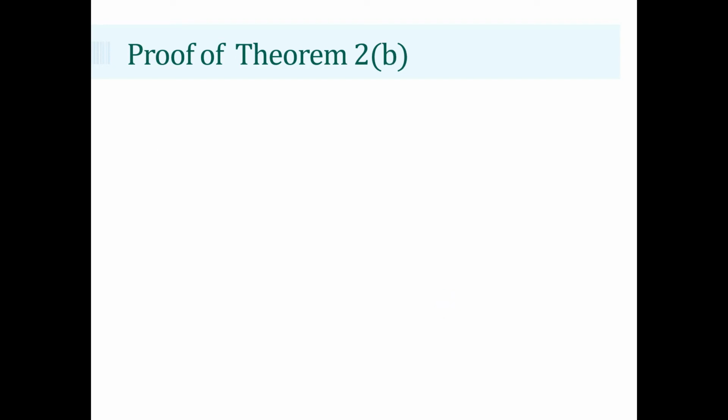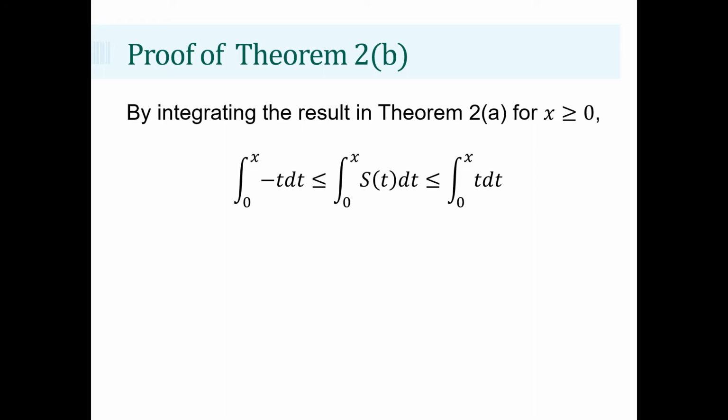Now, moving on to Theorem 2b, gagamitin naman natin ngayon yung result natin from 2a. Okay? So, if we integrate the result in Theorem 2a for x greater than or equal to 0, balikan lang natin, ito yung result natin for 2a. So, we have this integral. The integral of S of t dt from 0 to x is greater than or equal to the integral of negative t dt from 0 to x but less than or equal to the integral of t dt from 0 to x. Now, tignan natin, anong ba itong mga individual integrals na ito?